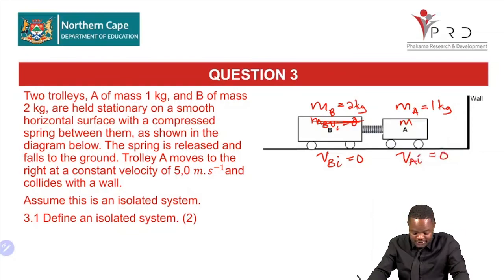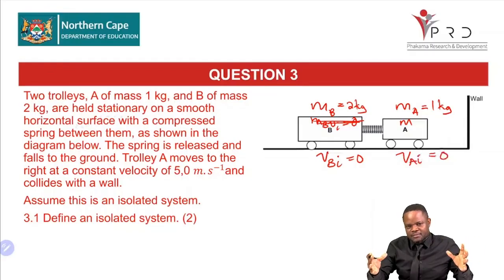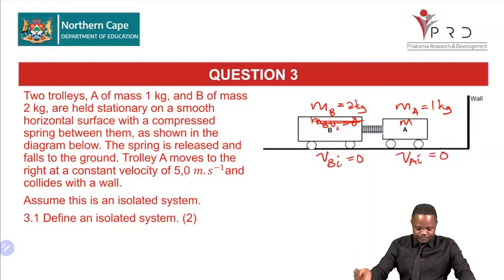Before we even start answering the questions: on a smooth horizontal surface, with a compressed spring between them, as shown in the diagram below. This is typically a setup that is an explosion. Remember, in momentum we have collisions and explosions. Now the spring is released and falls to the ground.